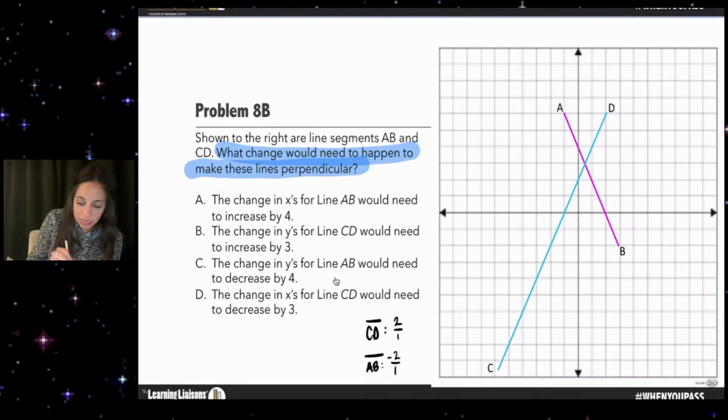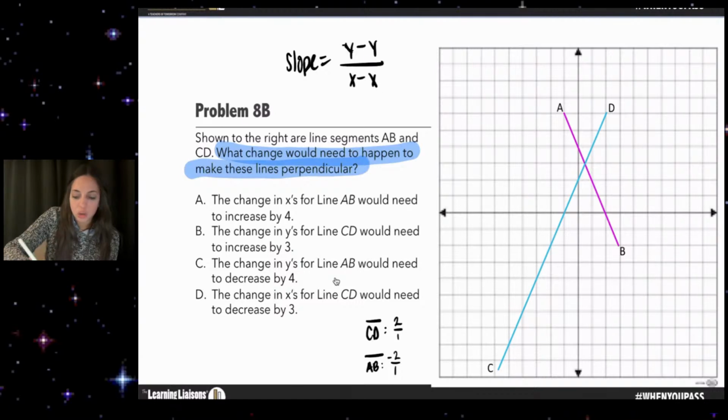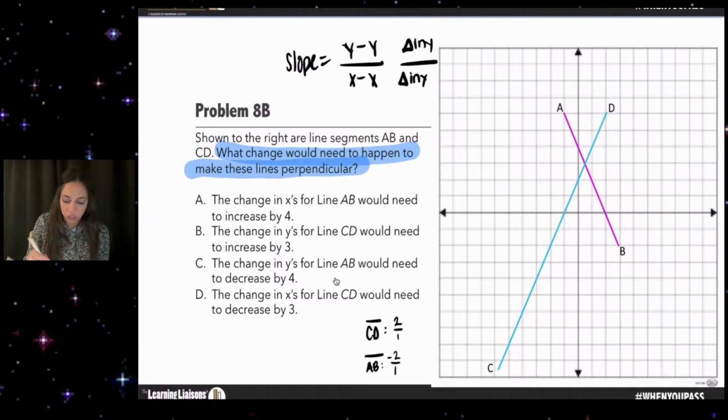The change in x's. Now remember, slope is y minus y over x minus x, right? So change in y over change in x. So the change in x's for line AB would need to increase by 4. So the change in x for AB would need to increase by 4. So add 4 to the bottom here. So that would give me negative 2 over 5. Are those perpendicular? No.